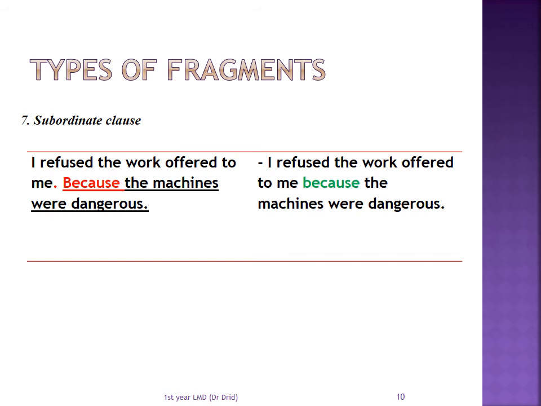The last type of fragments is the subordinate clause, which is punctuated as a sentence. For example, I refused the work offered to me. Because the machines were dangerous. Here, because the machines were dangerous is a subordinate clause. It cannot stand by itself alone. It shouldn't be punctuated as a sentence. We drop the capital and the full stop and we attach it to the previous part of the sentence. Sometimes we attach the subordinate clause to the following part of the sentence. It depends on meaning. We have to look at the whole text and see whether we attach it to the previous part or the following part.